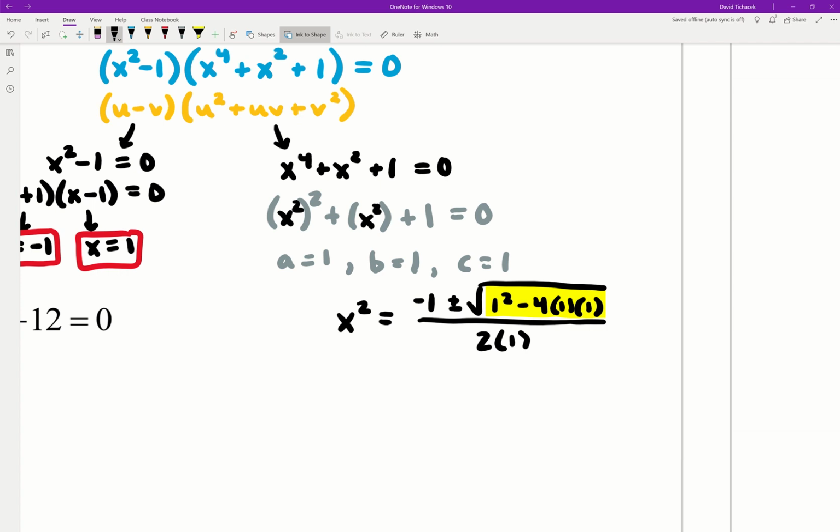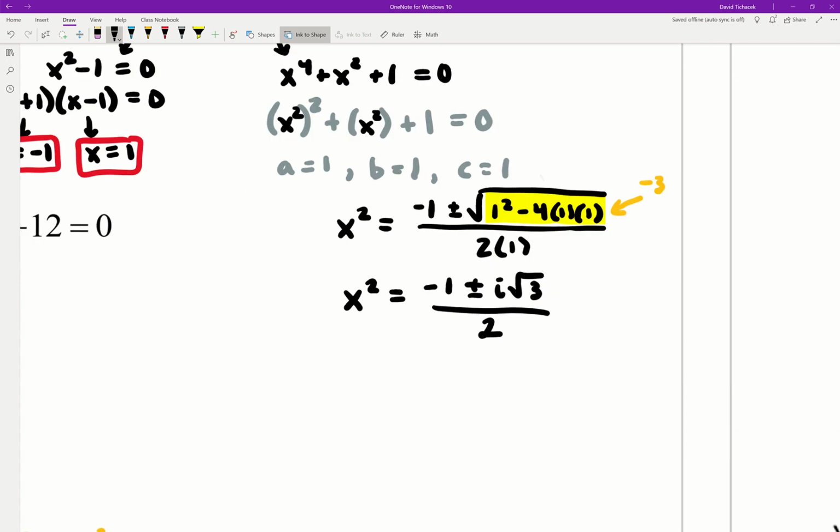Well, that's just 4. So 1 minus 4, of course, is going to give you a -3 for your discriminant. And so we would scratch out the negative underneath and write an i out front, and then our final result here would be x squared is going to be equal to -1 plus or minus i times the square root of 3, all over 2. But keep in mind, that's what x squared is equal to.